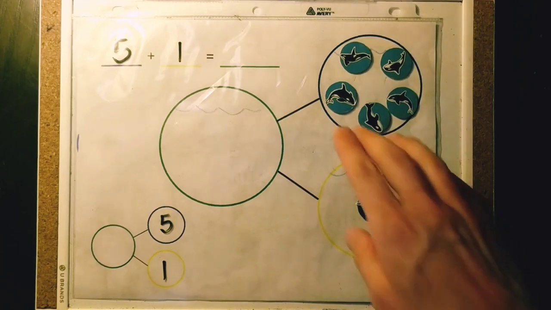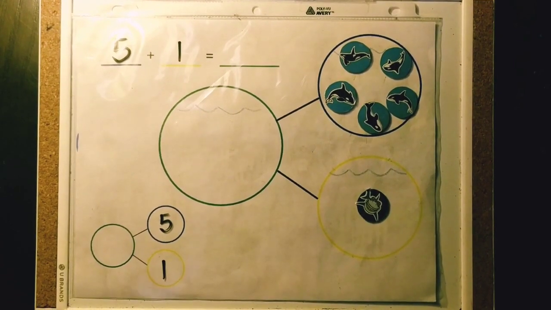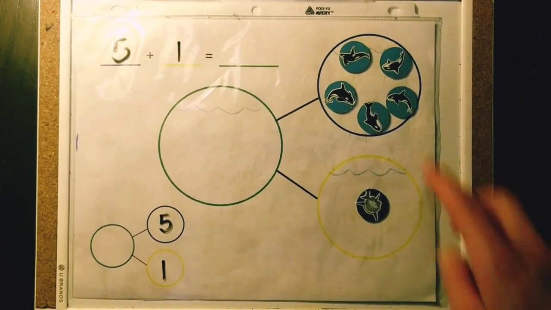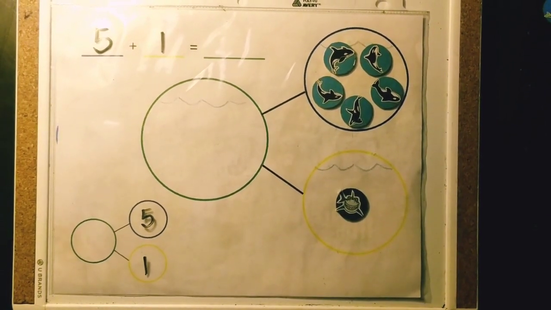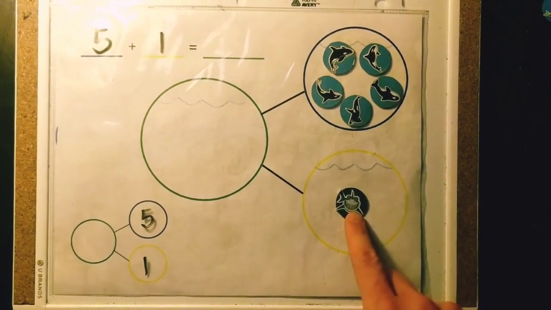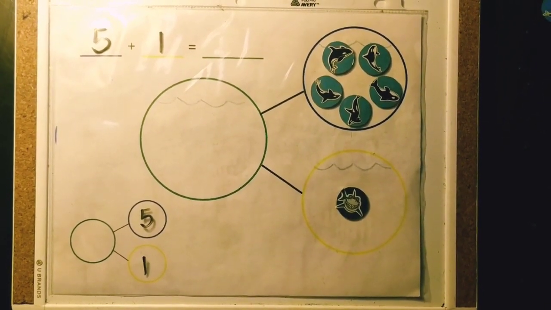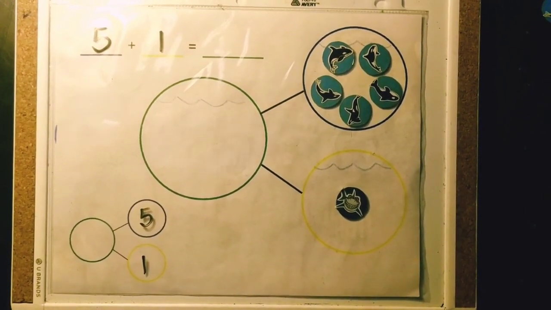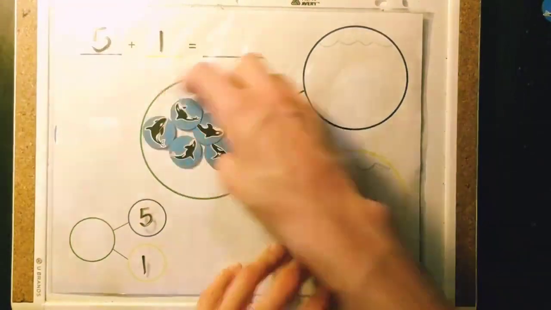Now I can start having them travel along the channels. This is a good opportunity to practice story problems. So instead of saying 5 plus 1, I could say 5 orcas want to go to a picnic. The shark is hungry and asks to join. How many animals want to go to the picnic? So I would figure this out by first moving all my orcas to the picnic table.